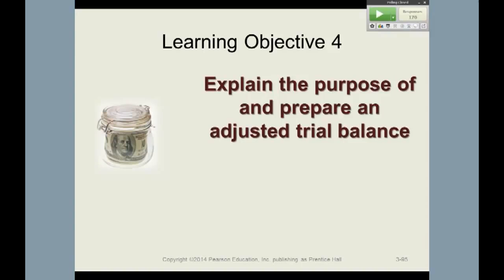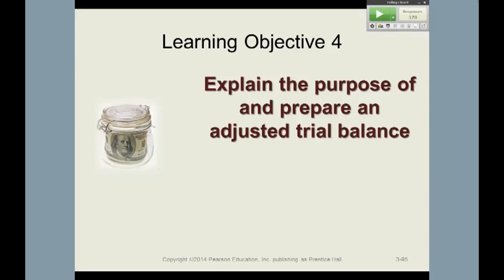Well, you post them first, right? So the entries have to be journalized and posted to the T accounts, and then those T accounts are used to prepare a trial balance. And that trial balance is called the adjusted trial balance. The adjusted trial balance is what you're going to be using to prepare financial statements. You would not prepare financial statements from an unadjusted trial balance.